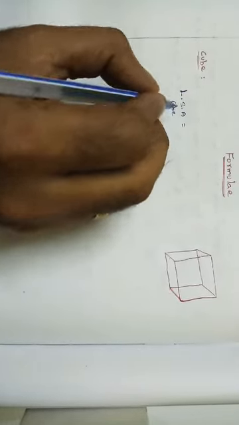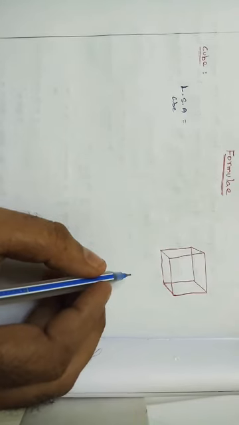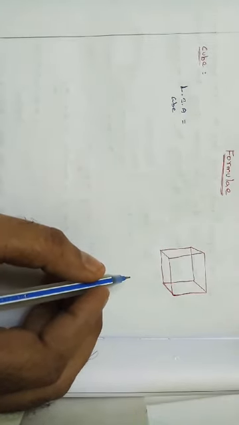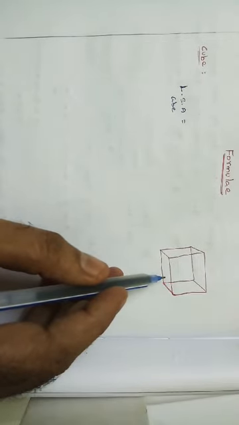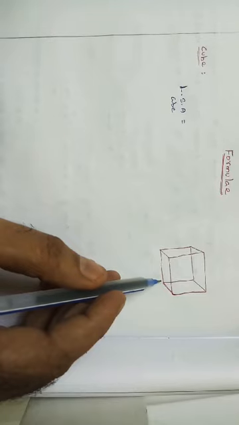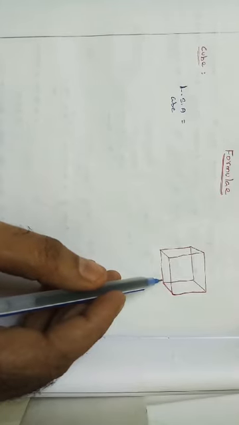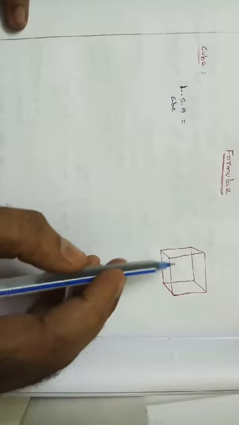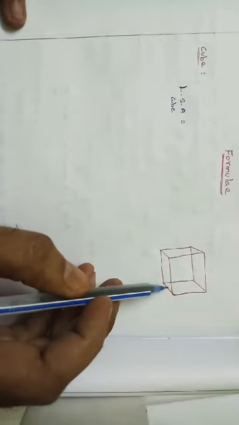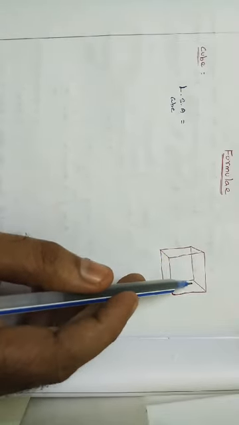LSA of cube is lateral surface area, just leaving the top and bottom and calculating only the 4 sides: front side, back side, left and right. Only by calculating the 4 sides, that is LSA of cube. I told you, what is the shape of one side? It is a square.